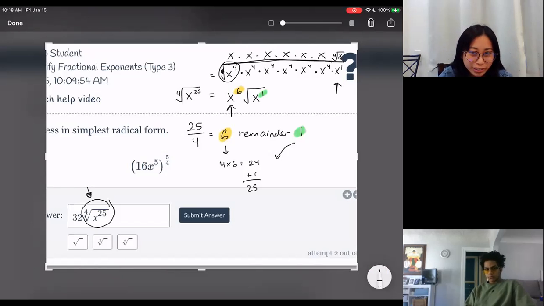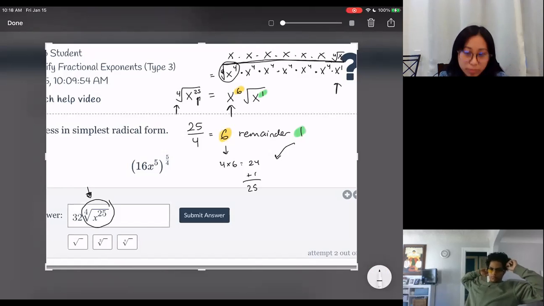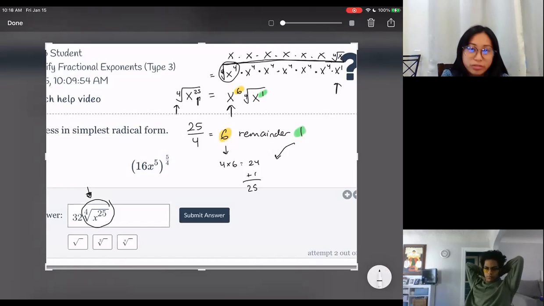So if that was too much to remember, just divide 25 by 4, and then you get 6 remainder 1, then you have x to the power 6 times the fourth root of x to the power of 1.